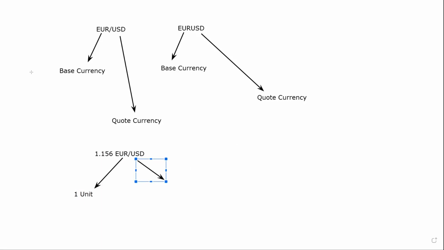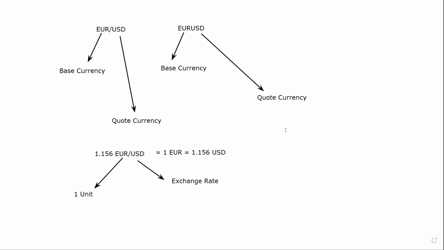The value of the quote currency is always the exchange rate. Okay, remember this. So I'm giving you an example of a euro US dollar here. So what does this mean? This means that a 1.156 euro USD exchange rate means, it's very simple, 1 euro is equal to 1.156 USD. Remember this, okay?